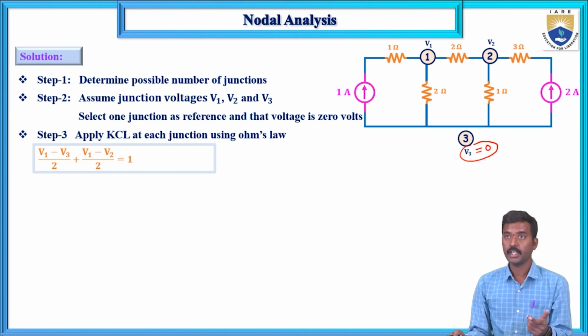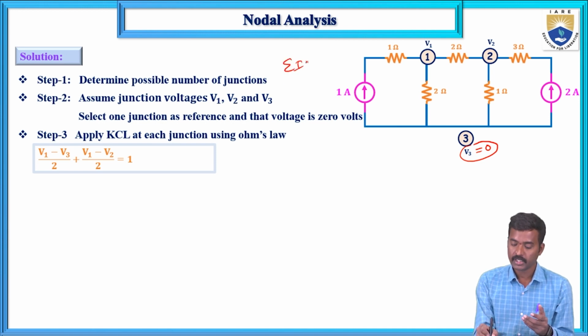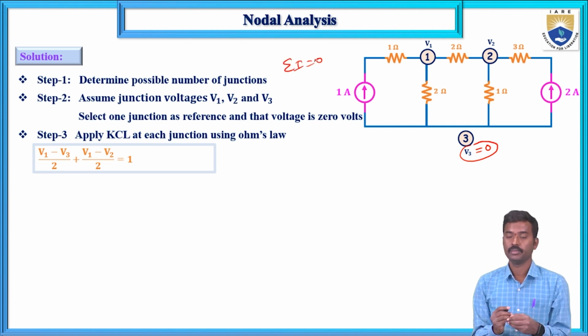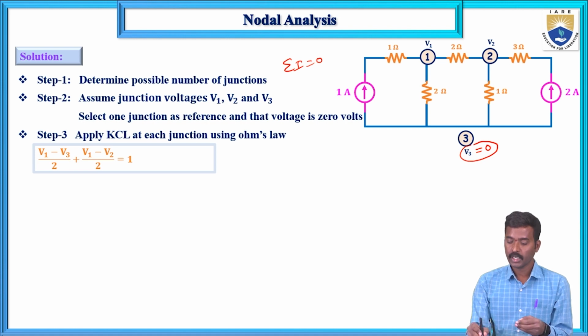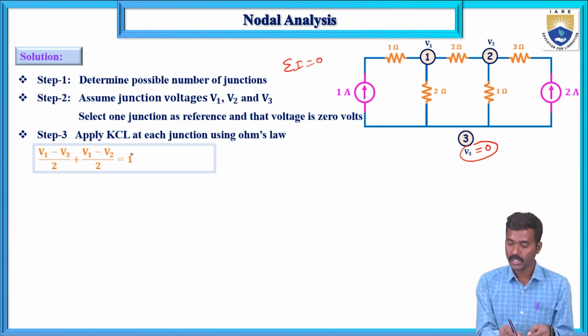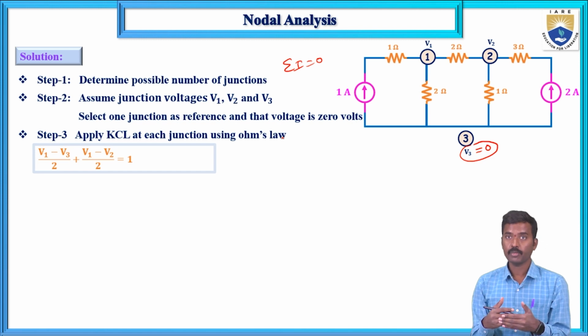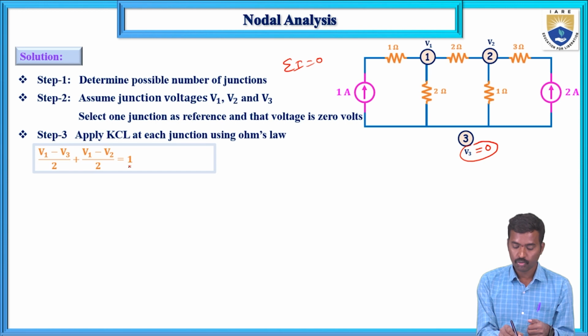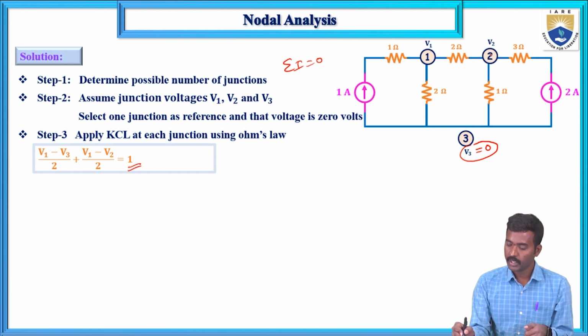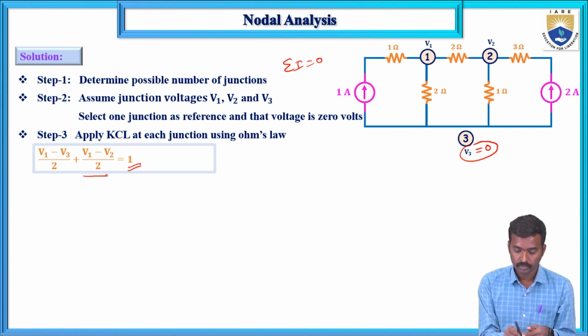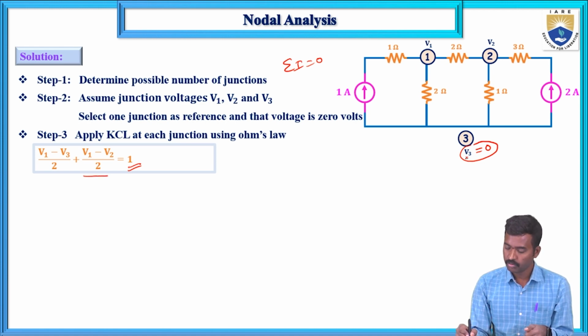If you apply KCL, the sum of entering currents at a node equals the sum of leaving currents, or the algebraic sum of currents at a node equals 0. Now, if the current is entering, the sign is plus. If it is leaving away from the node, the sign is minus. So Is is plus 1 for this one, and (V1 minus V2) by 2 ohms for this one, and (V1 minus V3) by 2 ohms for this one.